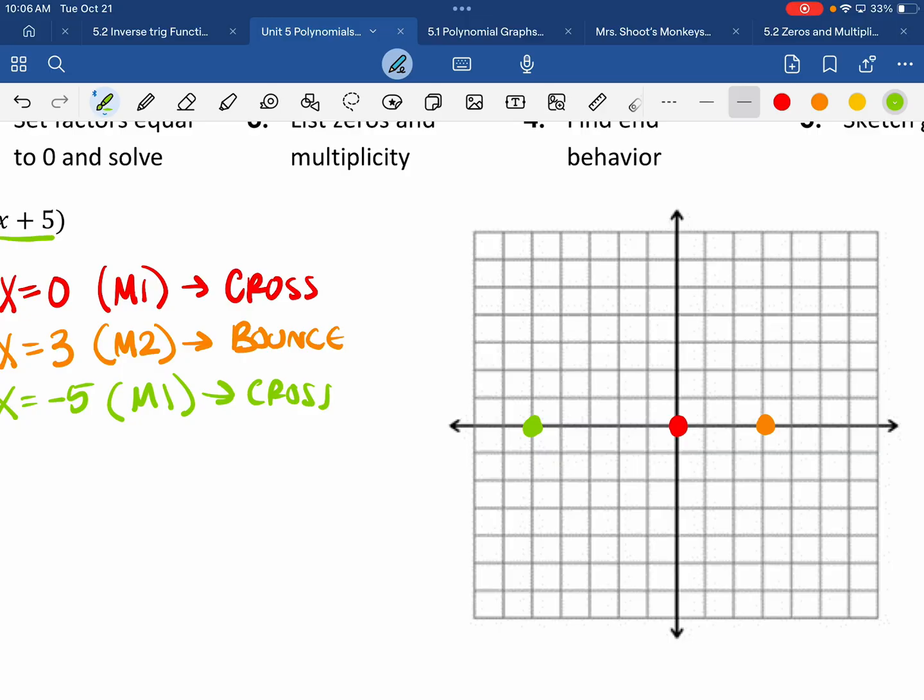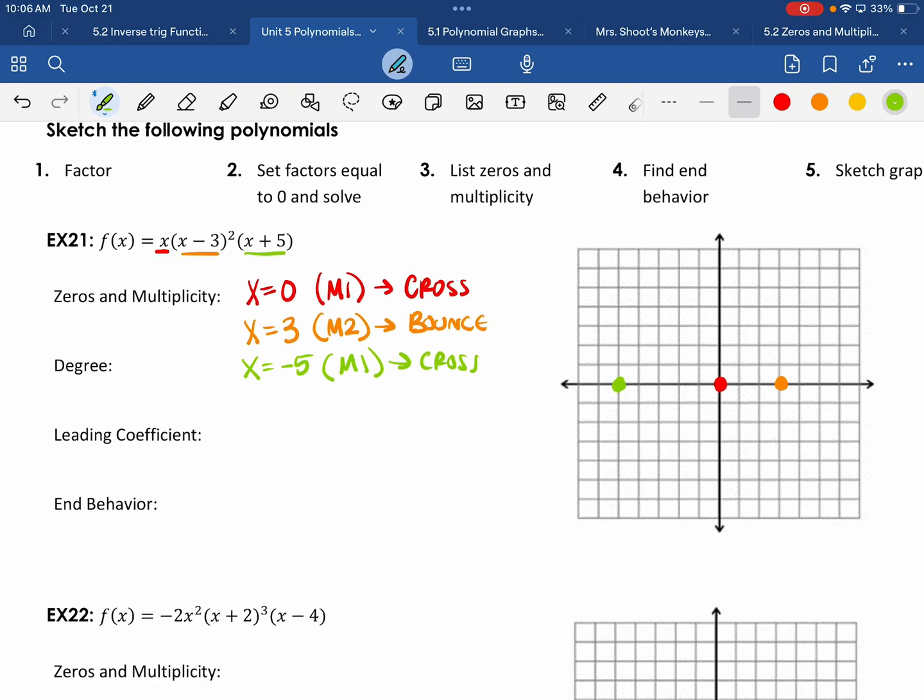Now, I have to figure out my end behavior before I do all my bouncing and my crossing, because I don't know which way it's going to bounce or which way it's going to cross. So that's why I need the degree and the leading coefficient. Yesterday when we found our degree, we had polynomials in standard form, like x cubed plus x squared plus x, and so on, in descending order.